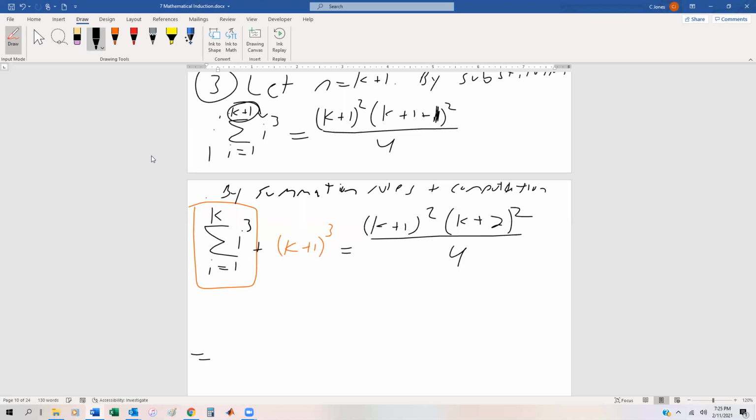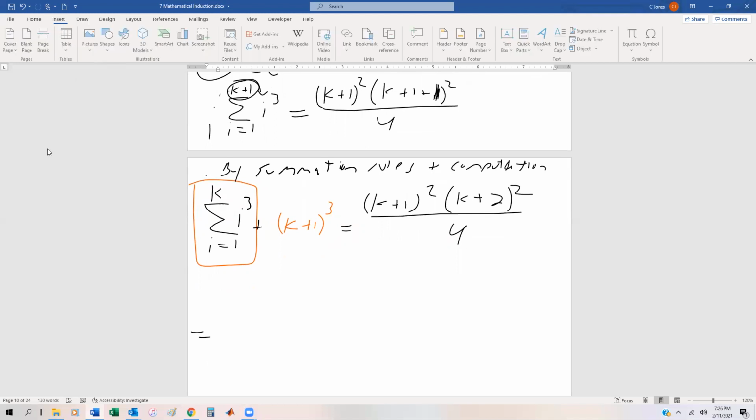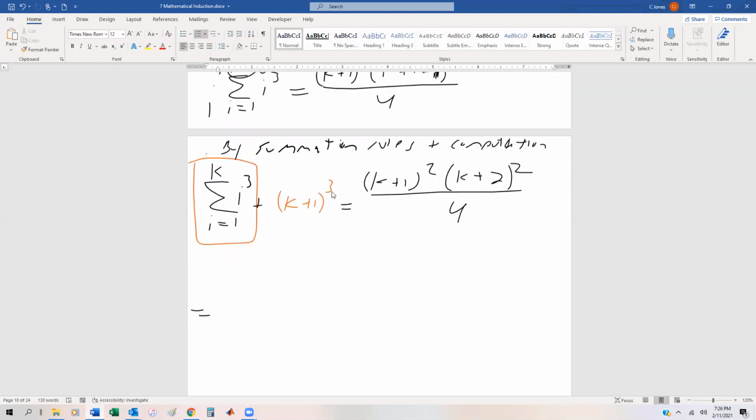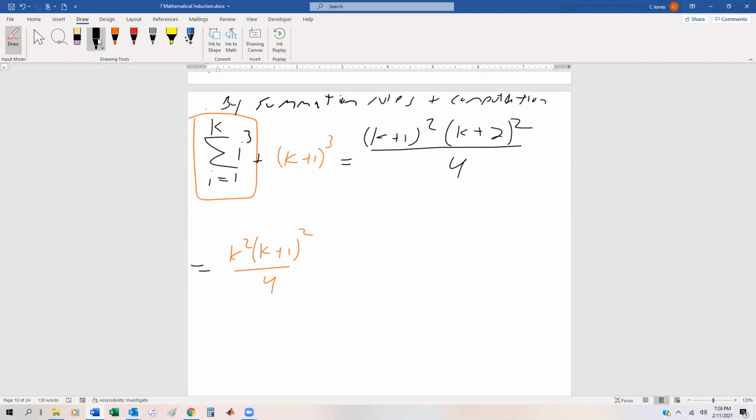Right? And so now, by substituting back in this formula for the summation, we're going to be equal to k squared, k plus 1 squared over 4. And now we still have this k plus 1 cubed. And that's going to be equal to our right-hand side. All right, so that's by induction.